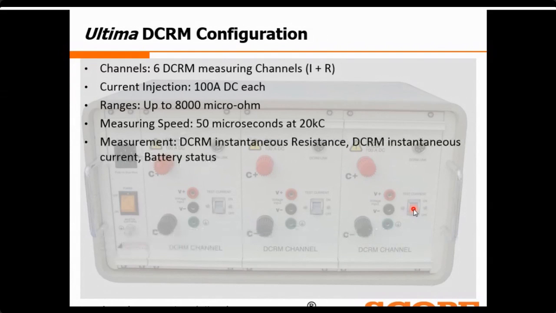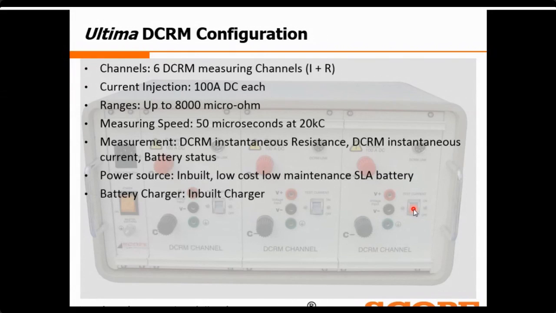The DCRM measurement of resistance is instantaneous along with the current, and we also have the battery status feature here. The power source is an inbuilt power source with a low maintenance SLA battery. As Rahul sir said, it has MCB protection to save the battery in the DCRM unit.